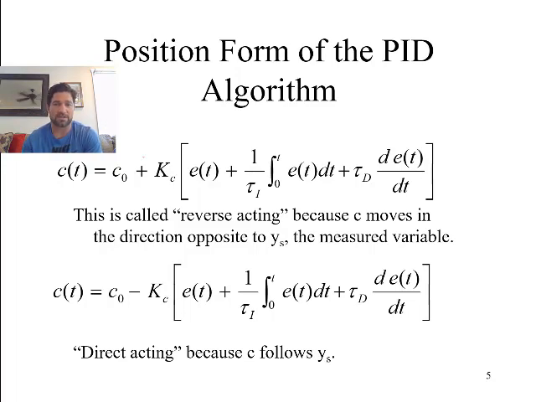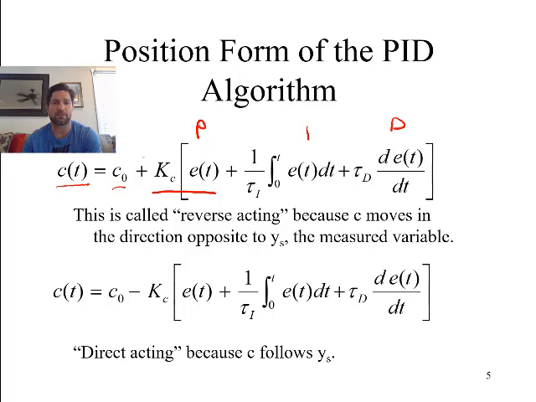So again, there's two ways we can express the position form. One of them is called reverse acting. One of them is called direct acting. We'll just introduce this one first. So the controller as a function of time, C of t, equals the starting point plus a couple of terms. There are three terms. The first term is going to be P, the second term is going to be I, the third term is going to be D. The first term is just Kc, which is the gain, a proportionality constant. So the first term is just the gain times the error, right?